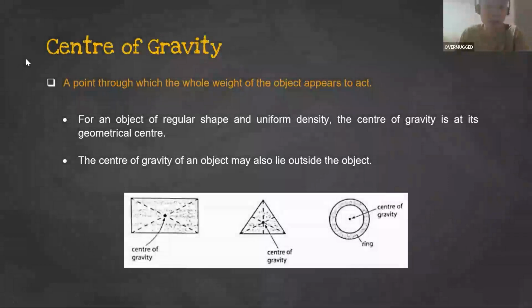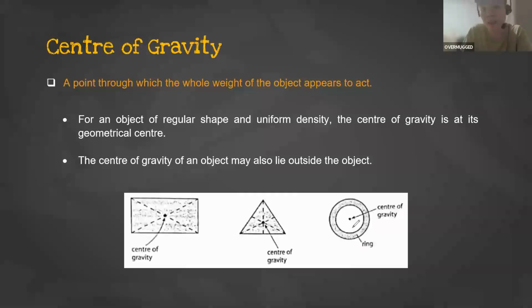Next one, center of gravity. A point through which the whole weight of the object appears to act. For an object with regular shape and uniform density, meaning made of the same material, the center of gravity will be found at the geometrical center. So these are some examples. This is what geometrical center means.